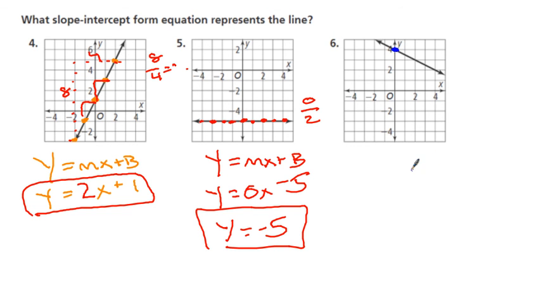Okay, y-intercept's at 4. So I know that's plus 4. And I need to find a perfect point. Here's a perfect point. So I went down 1 over 2, down 1. Looks like it continues that. Down 1 over 2. Because it's down, it's going to be negative slope. And it's 1 over 2 because it's rise over run. And that's it. y equals negative 1/2 x plus 4.